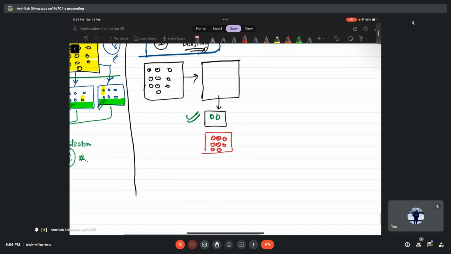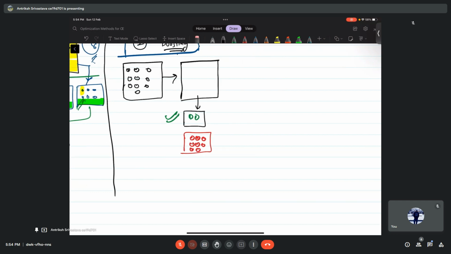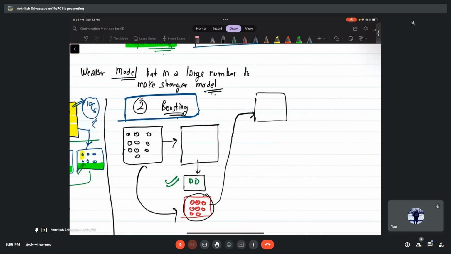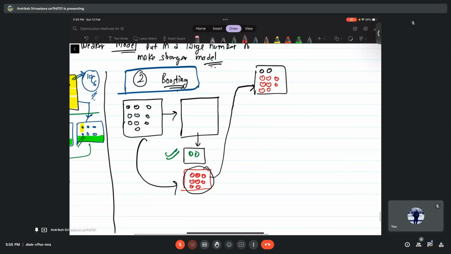Then what will happen? We will send the whole thing again, but this time we will give these particular 8 points more weightage, right? So we'll send this input, whereas the 2 will have less weightage, and these 8 will have more weightage. And this is the second model. So this was the first one, this is the second model.